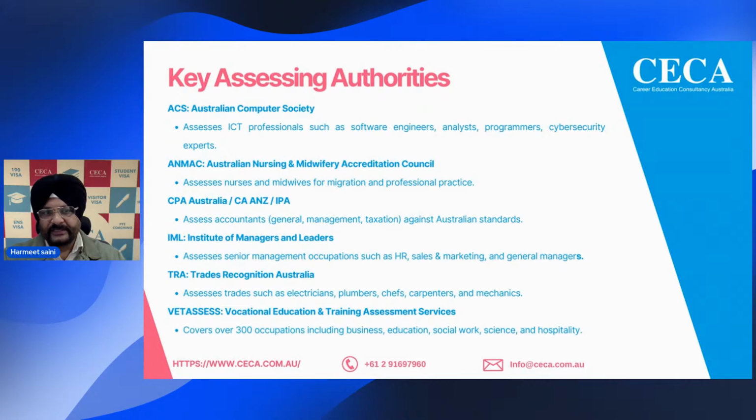So VETASSESS usually assesses more than 300 occupations, including business, education, social work, science, hospitality, and many more. There are a lot of occupations which are assessed by VETASSESS.